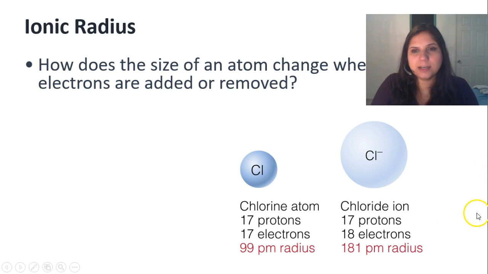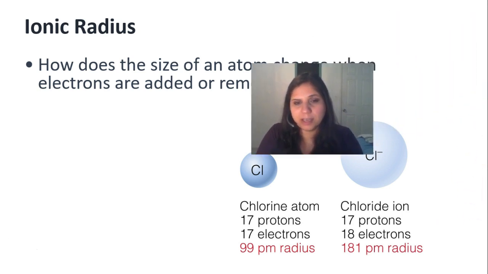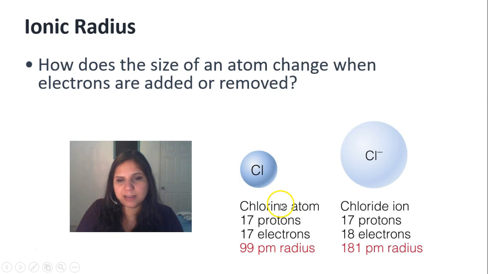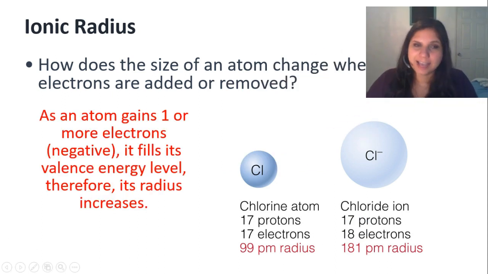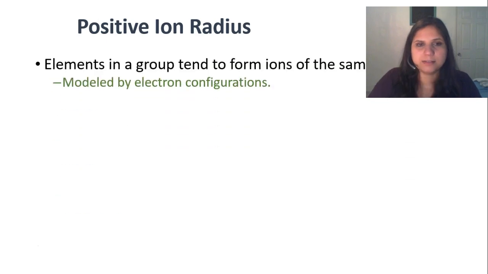All right, what about the opposite direction when we're looking at chlorine atoms? Comparing the chlorine atom versus the chlorine ion, the chloride ion, you can see it's getting bigger. Here's why. Now it has more electrons than it has protons, and so those protons aren't as able to pull in those electrons as well. Another way to say that looks like this: as an atom gains one or more electrons and becomes negative, it fills that valence energy level, and therefore the size of the radius also increases.